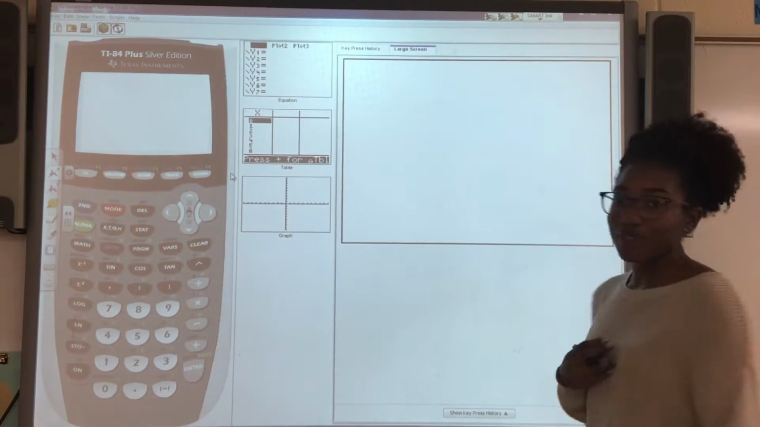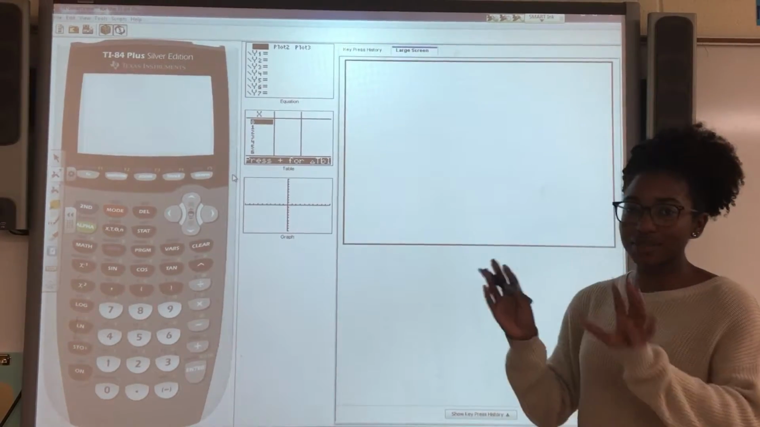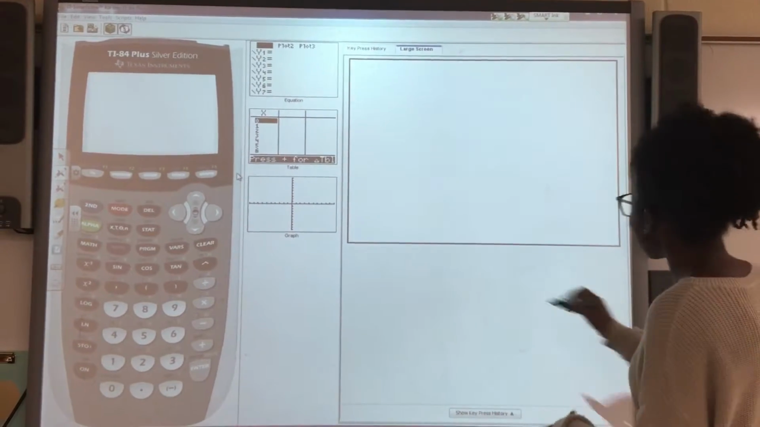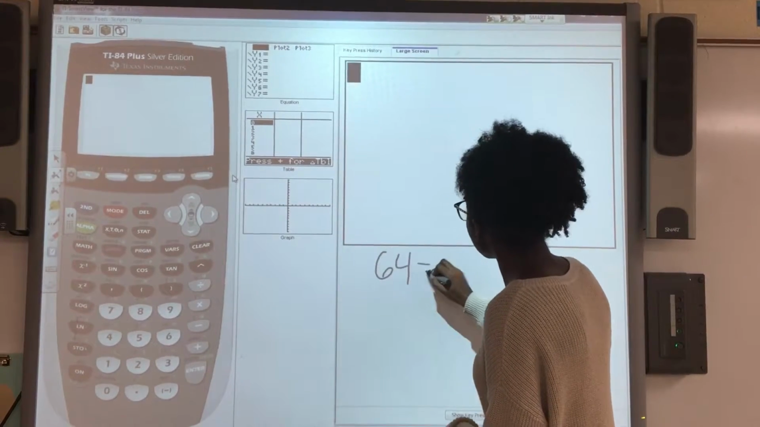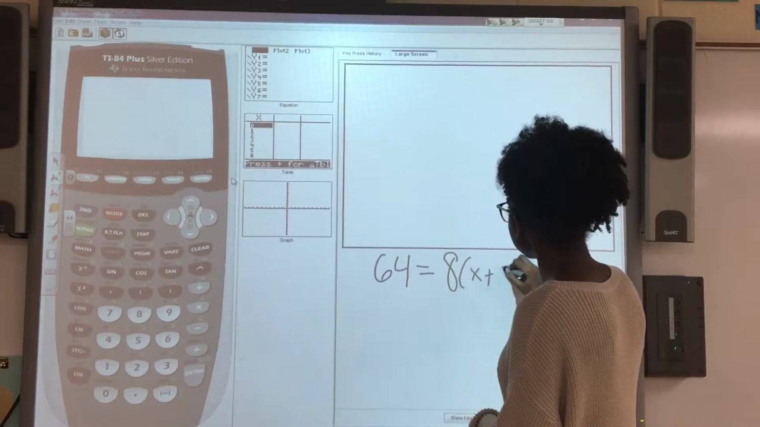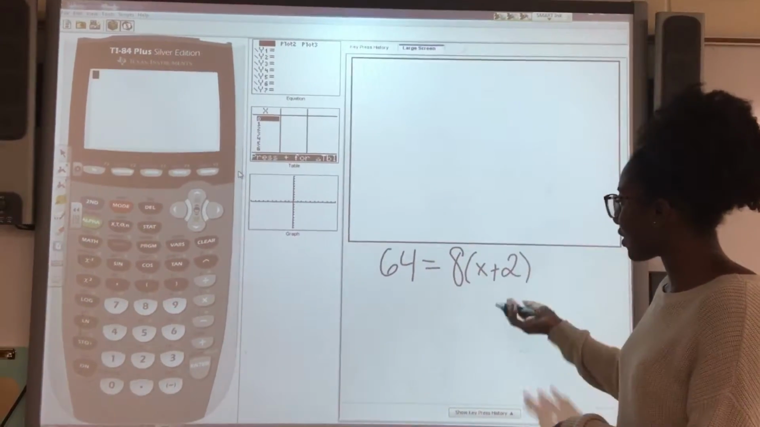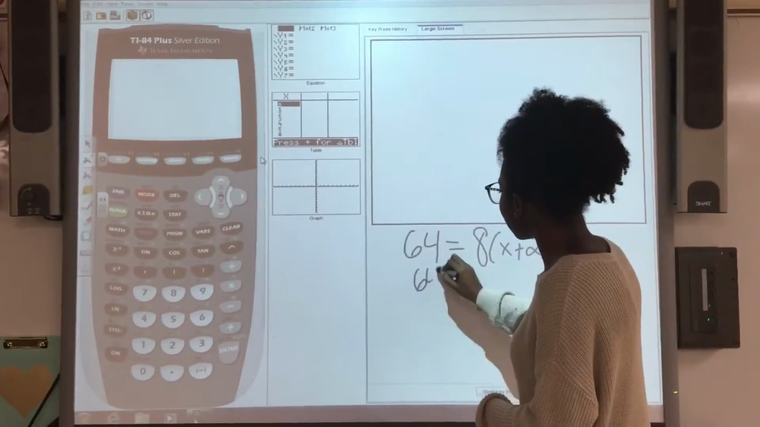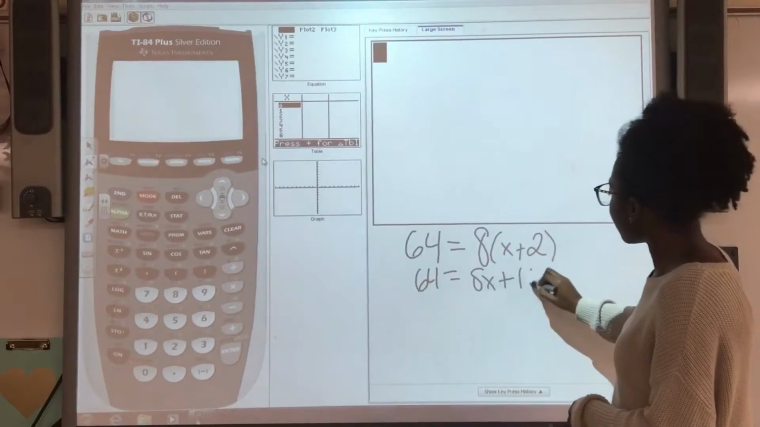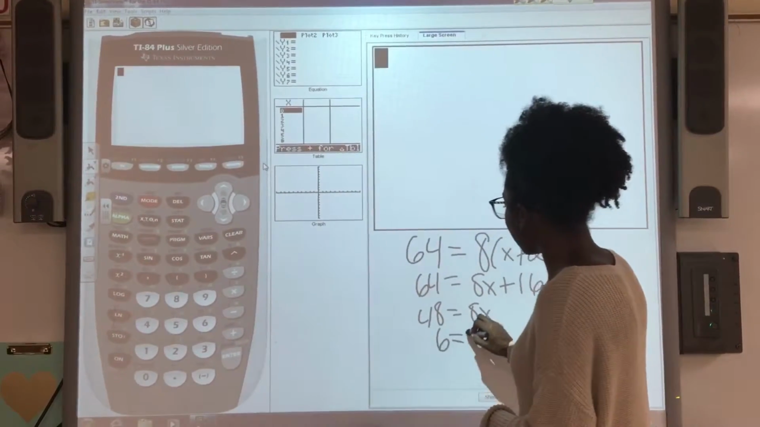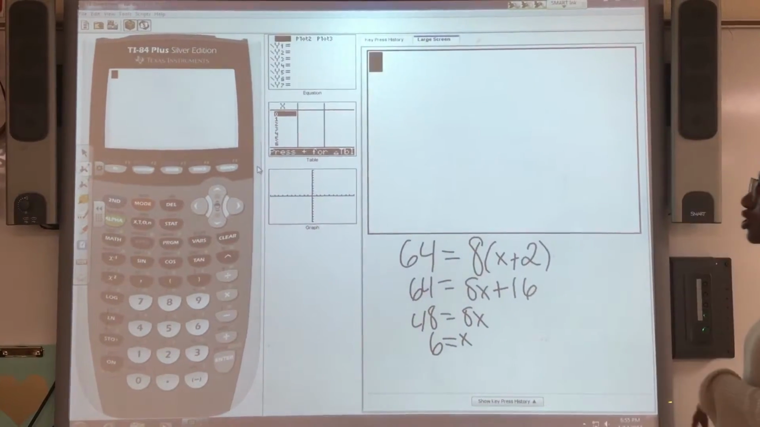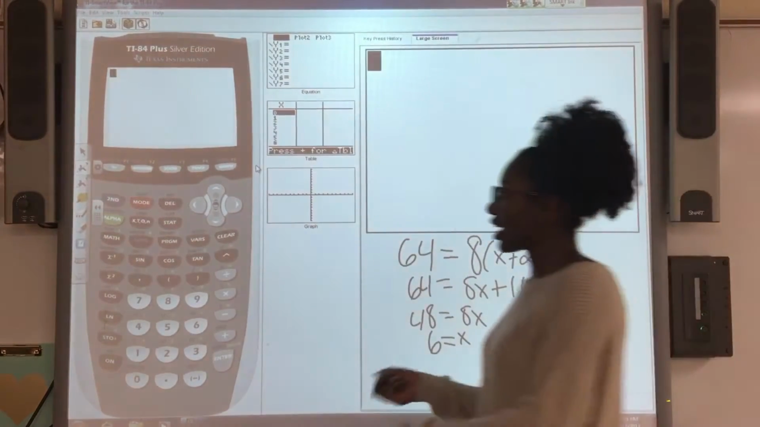The first equation that I'm going to start with today is a simple linear equation. It's just 64 equals 8 times x plus 2. Whenever you solve this by hand, you would distribute the 8, subtract the 16, and divide by 8. And you get x equals 6. So let's see if we can get that same answer in the calculator.